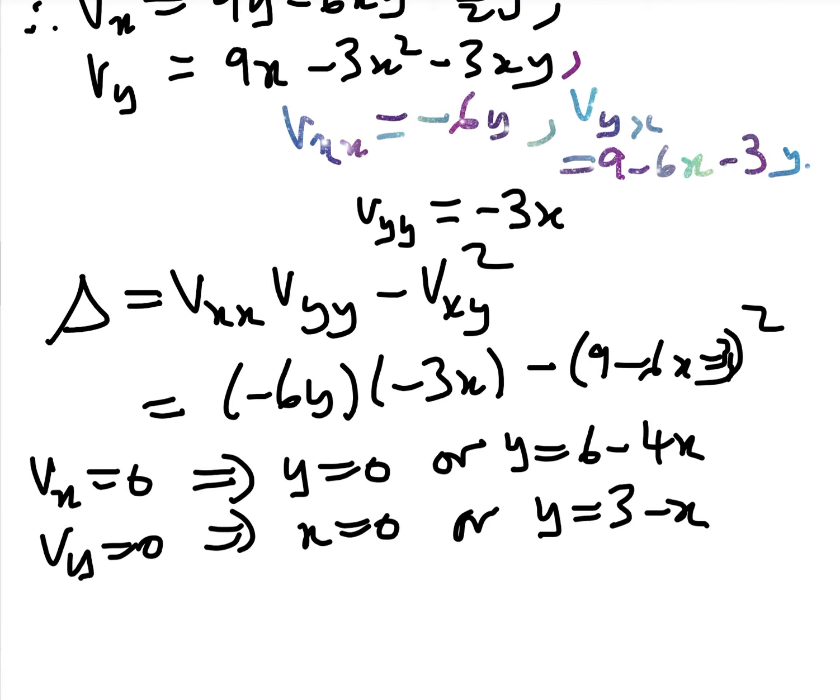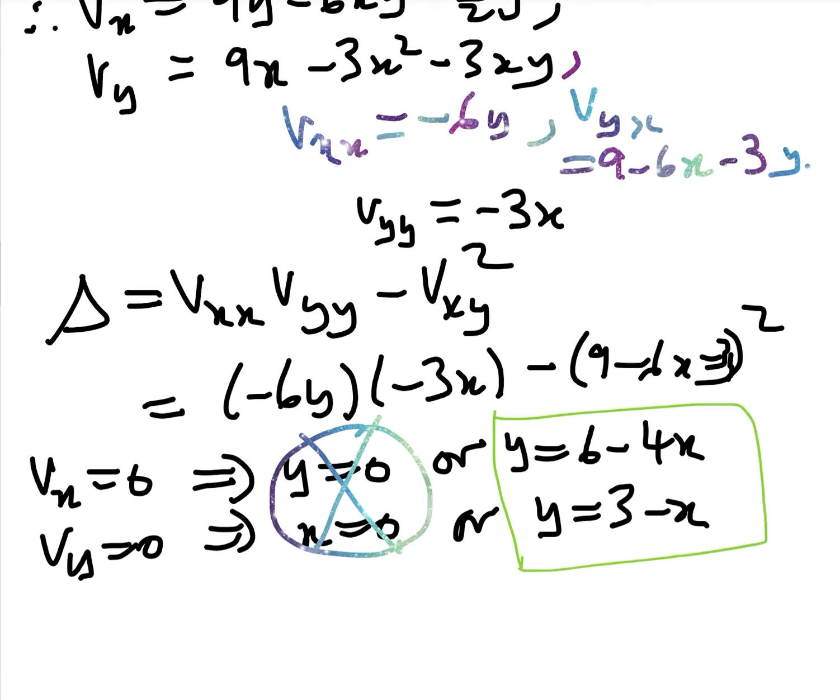Then, of course, you cannot take both x and y equal to 0. So this is not possible. Why? Because if you put x and y equal to 0, the volume will be equal to 0. So that solution will be rejected. So we'll solve for these two simultaneously. If you solve for that simultaneously, putting y equal to 3 minus x, y equal to 6 minus 4x, and so on, what we end up with is x equal to 1, y equal to 2.